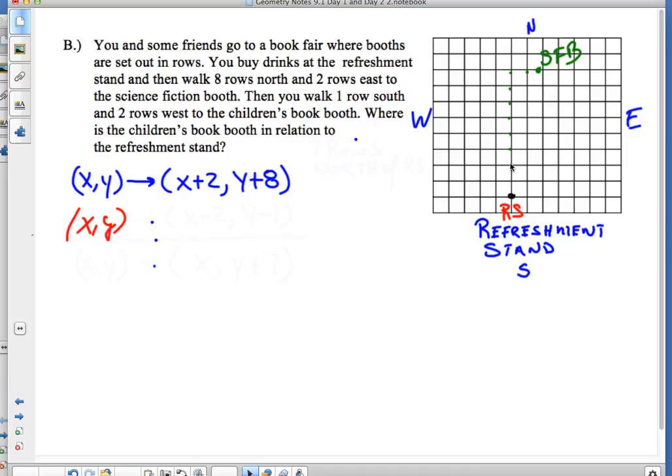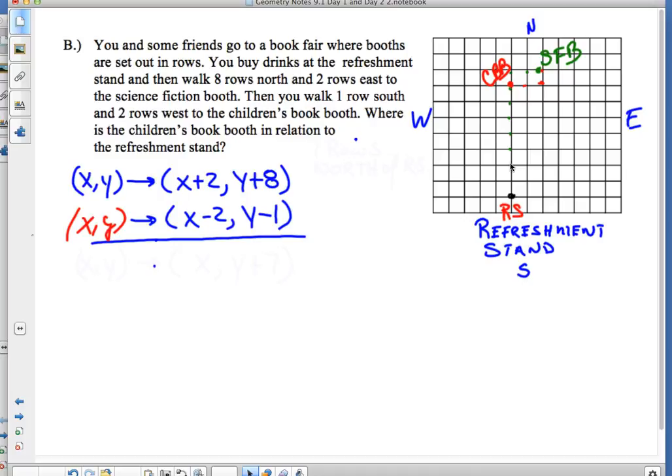Okay, now I go from the science fiction book booth, and I used green, so I'm going to use red. I go from the science fiction book booth, and I go 1 row south and 2 rows west, right, to here, to the children's book booth. Okay, so I do that. And remember these compositions, I continue on from where I left off. I don't go back to the beginning, okay, when I do these rules.